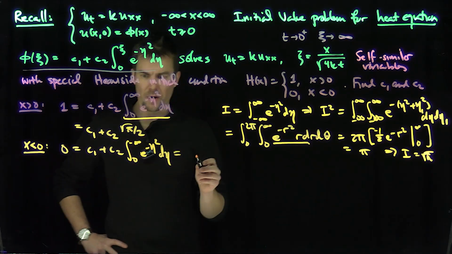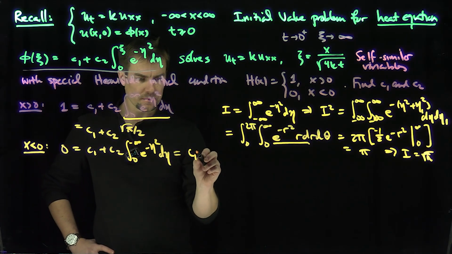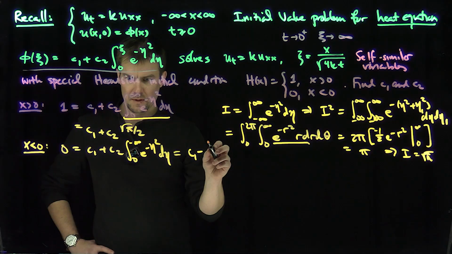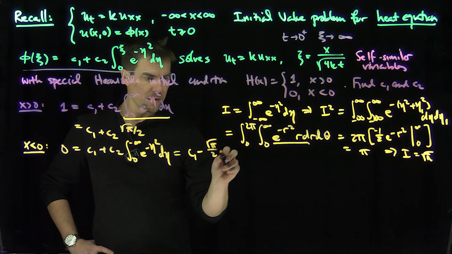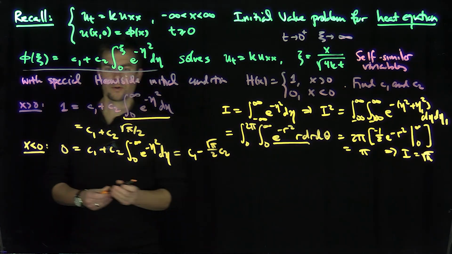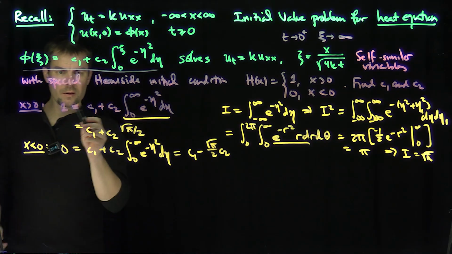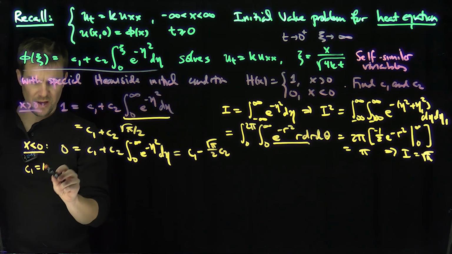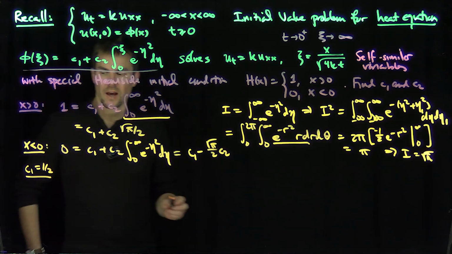And that, of course, is just going to be what? That's just going to be c1 minus root pi over 2 c2. Okay? So now if we add these two equations together, we can conclude that c1 is equal to 1/2. So c1 is equal to 1/2. Good. And then what will c2 be?